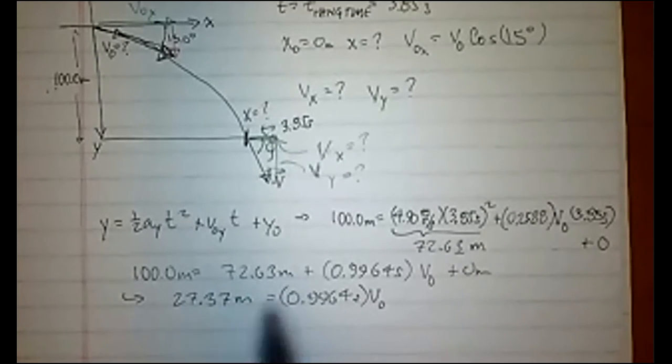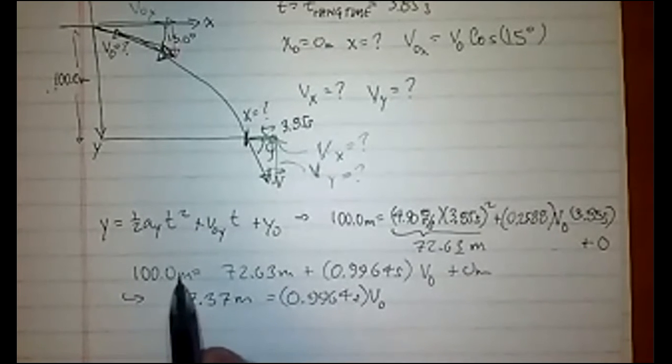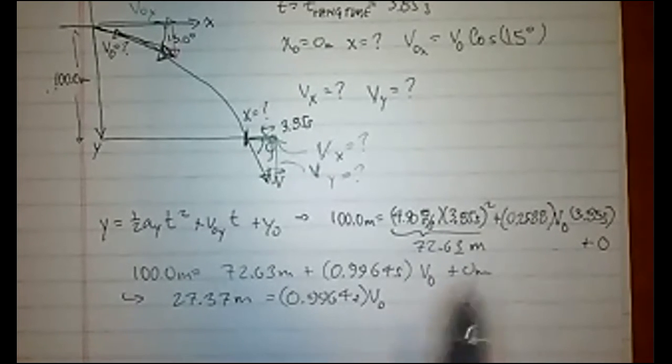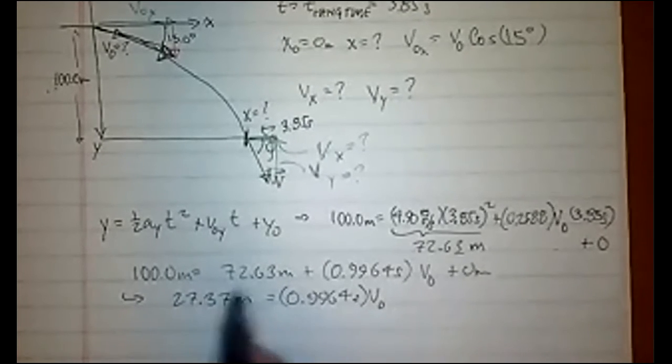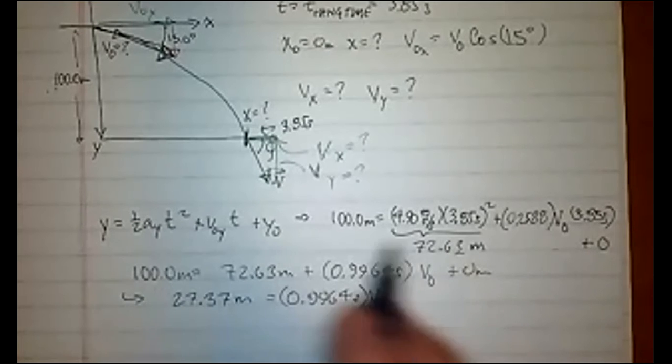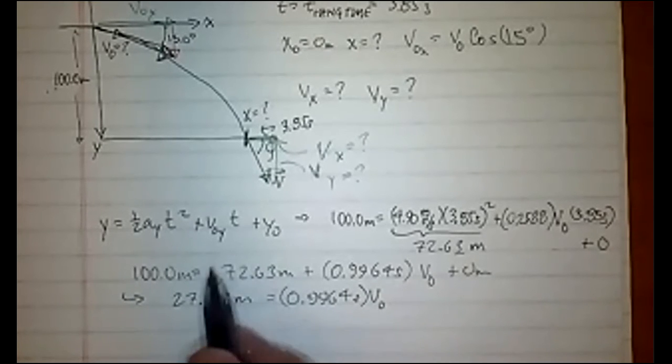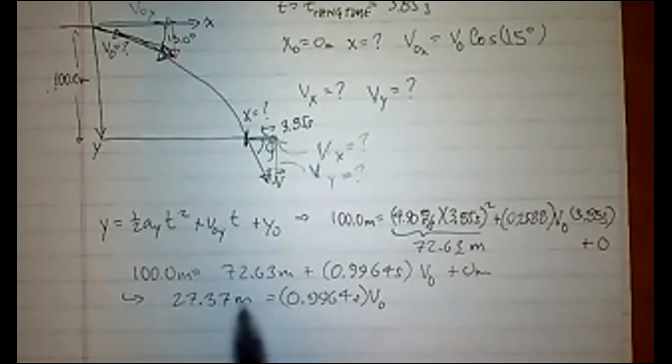If you just stuck another equals on here, you're sort of messing up, because you're saying 100 meters is equal to this. That's not really true. So it's better to not have floating symbols in space and stuff like that. Actually take the time to write the line again, where I've now subtracted 72.63 from both sides, and I got 27.37 equals what was left.